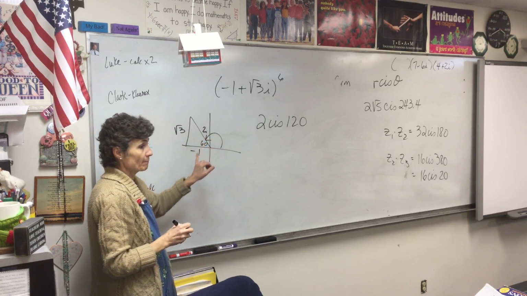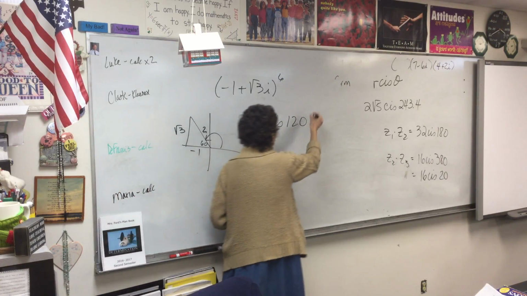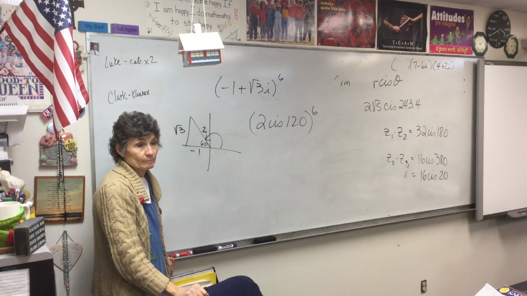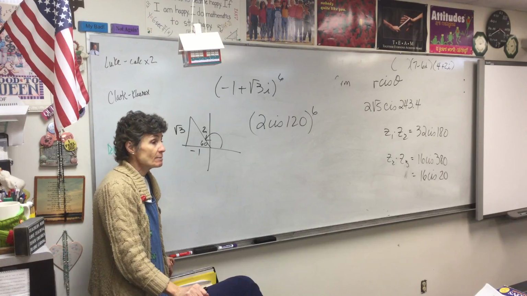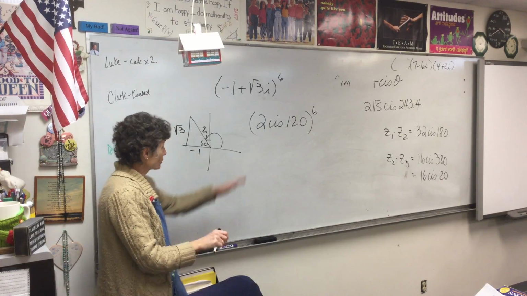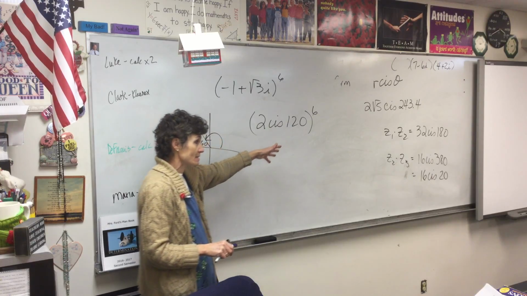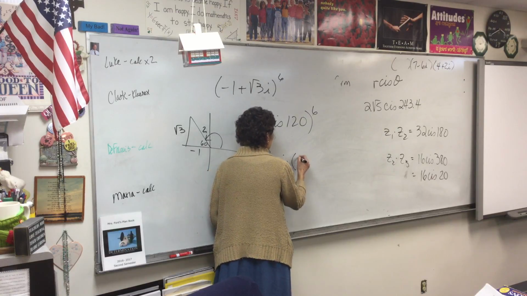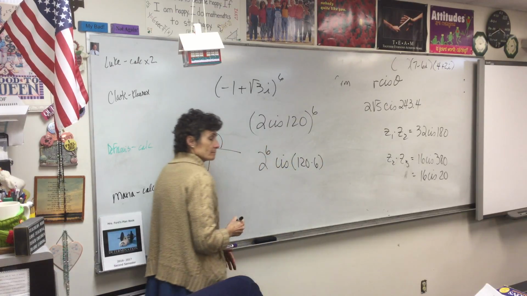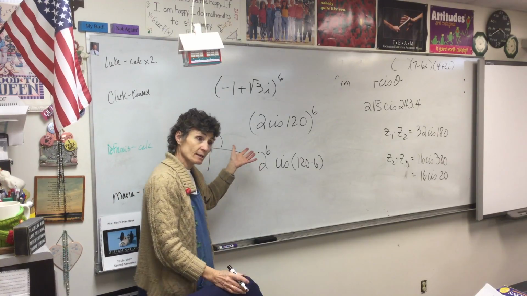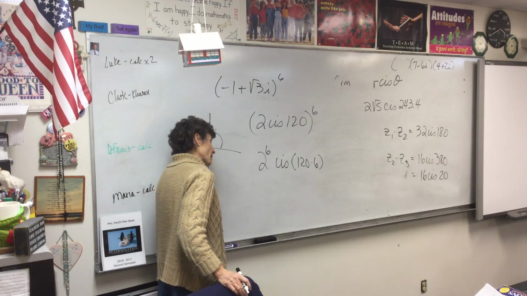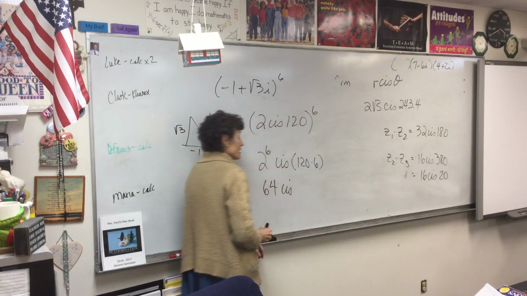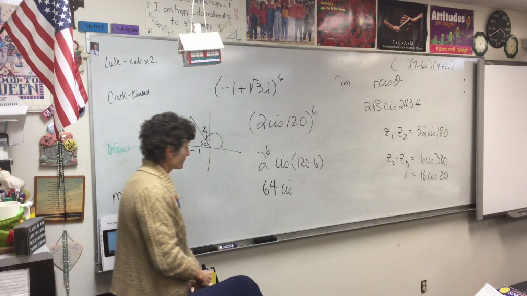Would everybody agree with that? Yes. That is the number that I am going to raise to the 6th power. Now, what does DeMoivre tell me to do? If I'm going to multiply this thing times itself 6 times, it'll be 2 to the 6, and then 120 times 6. So 2 to the 6th, we can do that without a calculator. That's 64. And 120 times 6, 720.